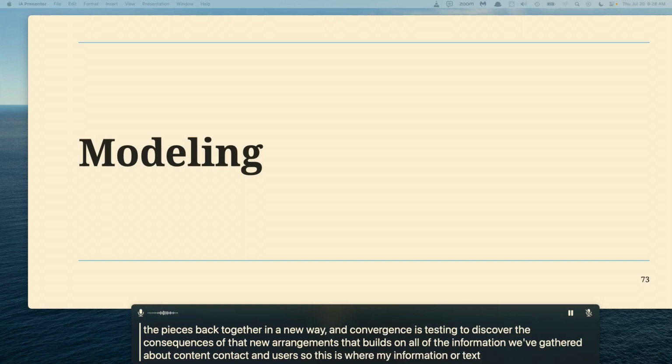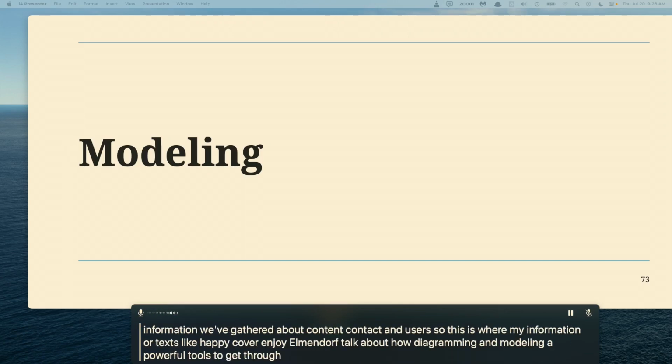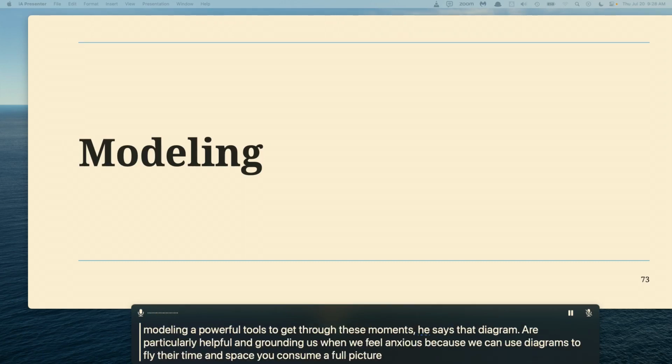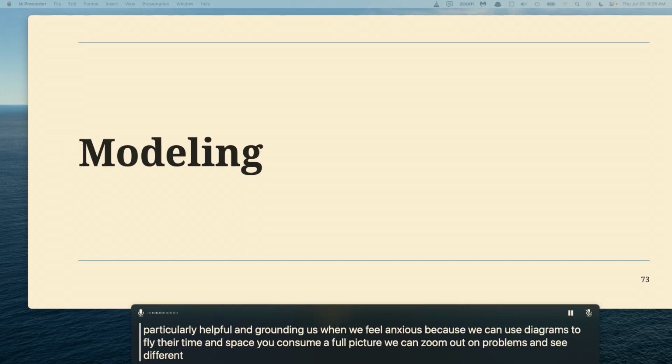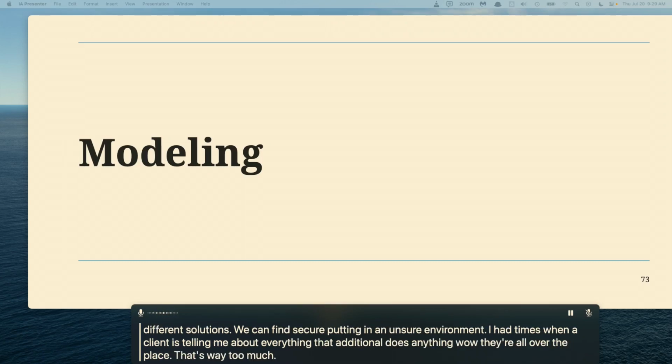Information architects like Abby Covert and Jorge Arango talk about how diagramming and modeling are powerful tools to get through these moments. Abby says that diagrams are particularly helpful in grounding us when we feel anxious because we can use diagrams to fly through time and space and consume a fuller picture. We can zoom out on problems and see different solutions. We can find secure footing in an unsure environment. I've had times when a client is telling me about everything their organization does, and I'm thinking, wow, they're all over the place. That's way too much. My next step is probably to draw a picture and make sense of it.